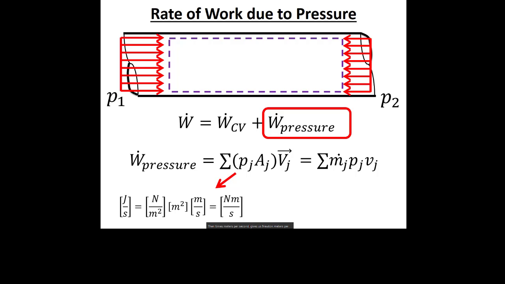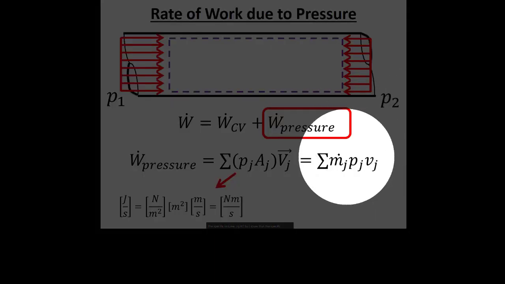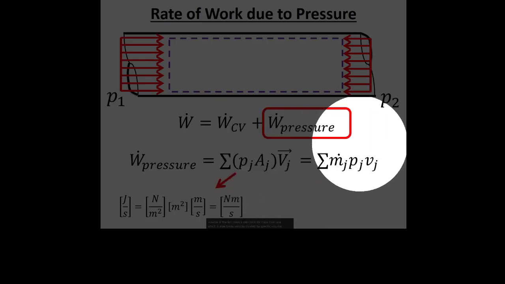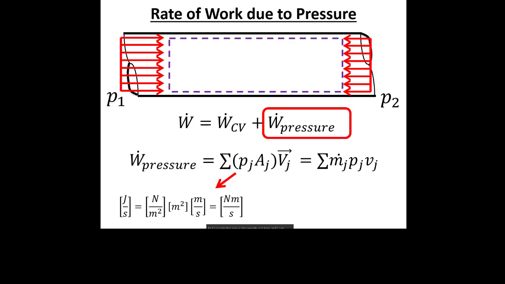But we can also think about this as the mass flow rate times the pressure times the specific volume, right? So I have a definition for mass flow rate, which is area times velocity divided by specific volume. So I can take the area and the velocity out here, and I can multiply by specific volume.